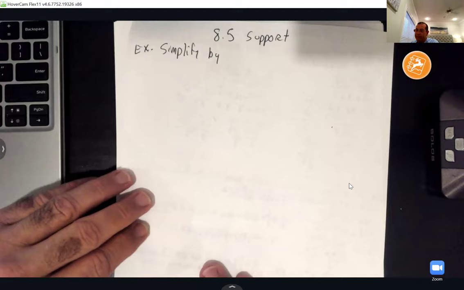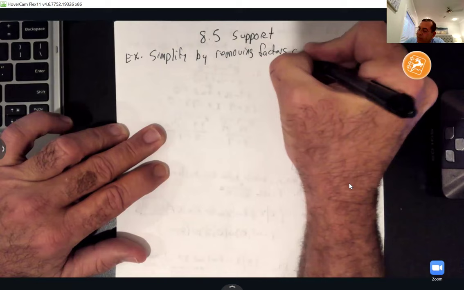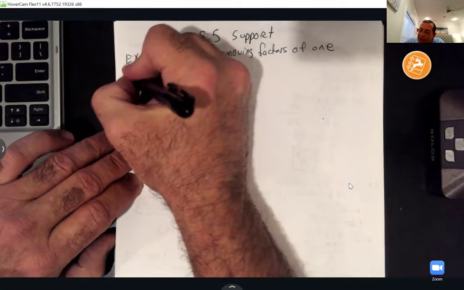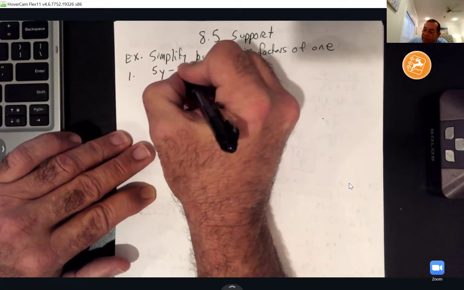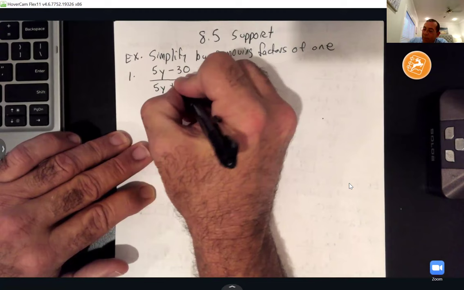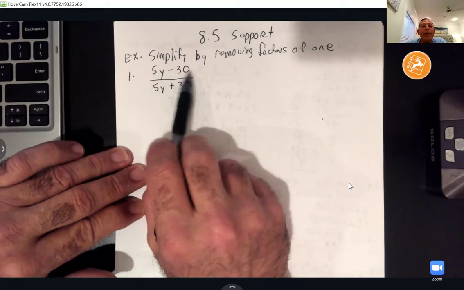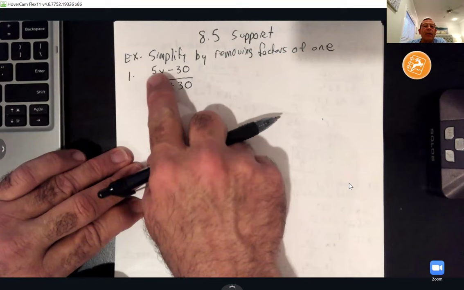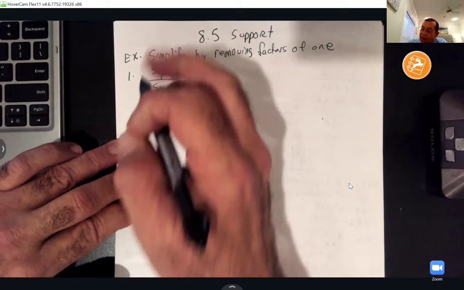Now, these will say simplify by removing factors of 1. And I'll show you what they mean by that. So there's 3 of these. So this first one has 5y minus 30 over 5y plus 30. So, y'all, the first thing you've got to do is factor these. Now, you've only got 2 things here. All we can do to both of these is factor out greatest common factors. So, let's see on the top, 5 and 30, both of them have a 5 in common. So, if we divide the 5 out of the top, 5 divided by 5 leaves you a y, minus 30 divided by 5 is 6.